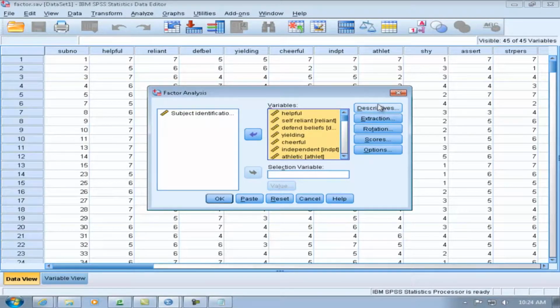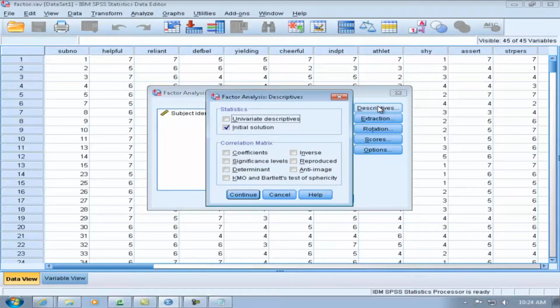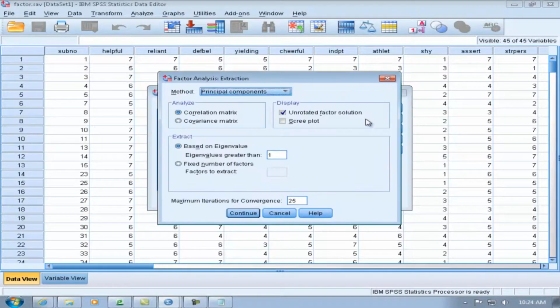And then the descriptives, we're not going to be really interested in that. We could get the correlation matrix, and I do sometimes, in terms of exploratory, do an intercorrelation matrix table. But not today, okay? Then extractions.